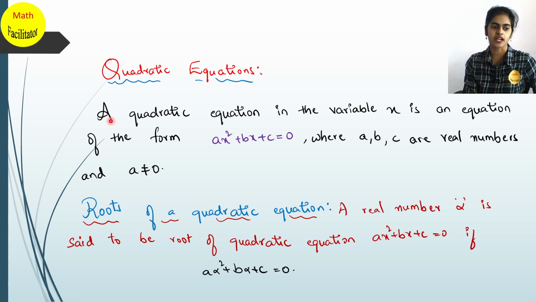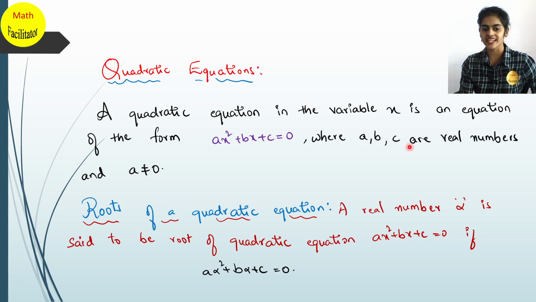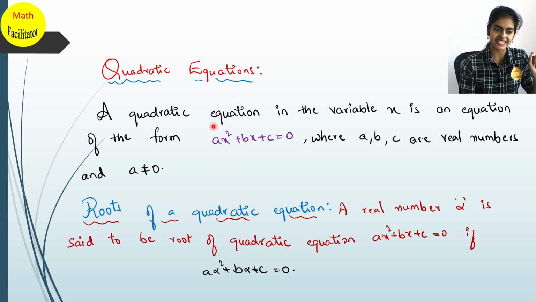So here you can see a quadratic equation in the variable x is an equation in the form of ax square plus bx plus c equals to 0, where a, b, c are real numbers and a should not be equal to 0. Okay. So any algebraic equation whose degree is 2. Here you can see the degree of the equation is 2. So the degree has to be 2, and also it has to be in the form of ax square plus bx plus c equals to 0, where a should not be equal to 0.